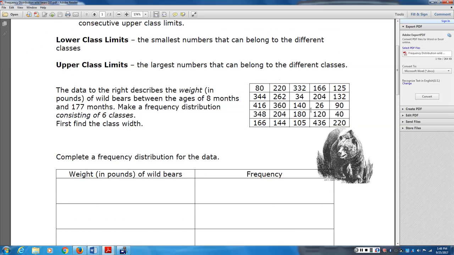I've given you some data for wild bears. This is the weight in pounds of wild bears between the ages of 8 months and 177 months. What you want to do is make a frequency distribution of 6 classes.